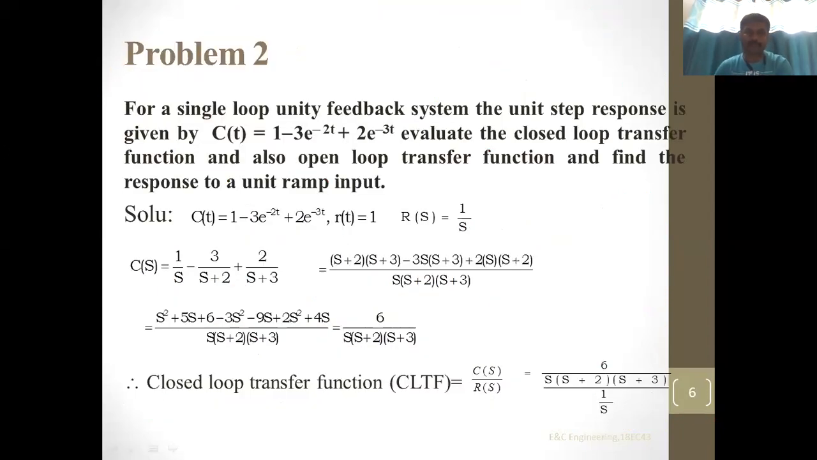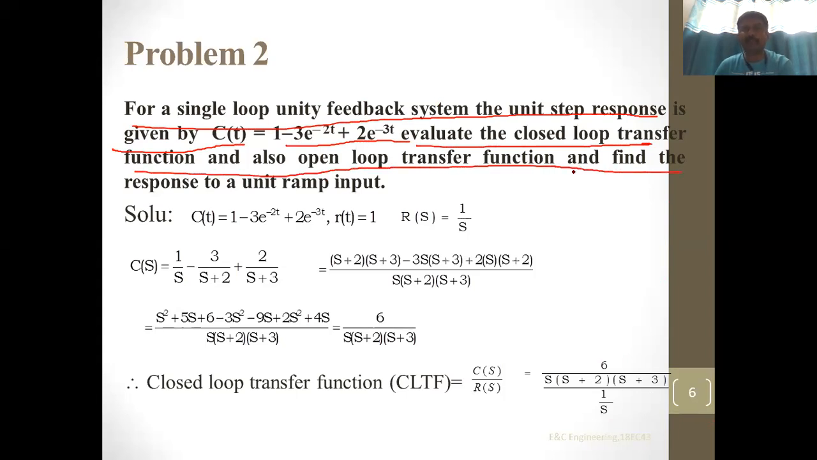Next, I shall move on to the next problem, that is problem 2. First, let me understand the statement of the problem. For a single loop unity feedback system, unit step response, output is already given. C of t is equal to 1 minus 3 into e power minus 2t plus 2 into e power minus 3t. Evaluate the closed loop transfer function and also open loop transfer function and find the response to a unit ramp input.